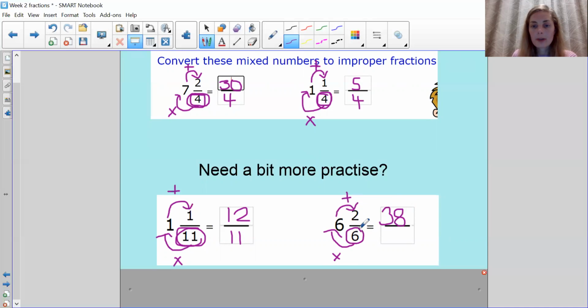And hopefully you've remembered to put the same denominator, 6. Hopefully you've managed that. If you have not got these, go back and look through the steps again and see if you can figure it out, and then try and do these 4 questions again.